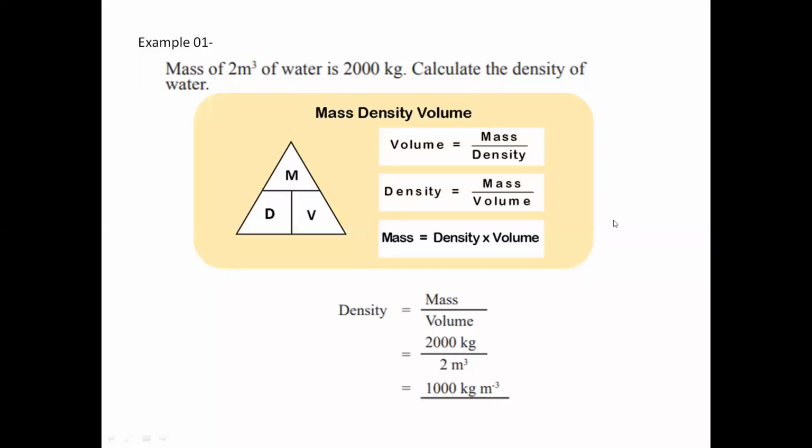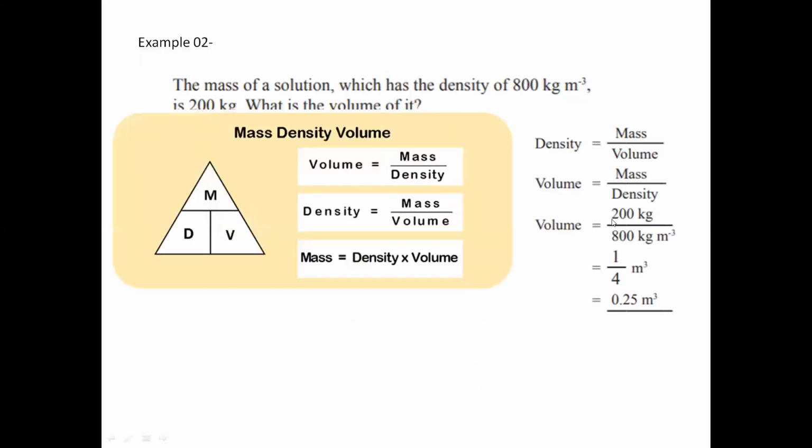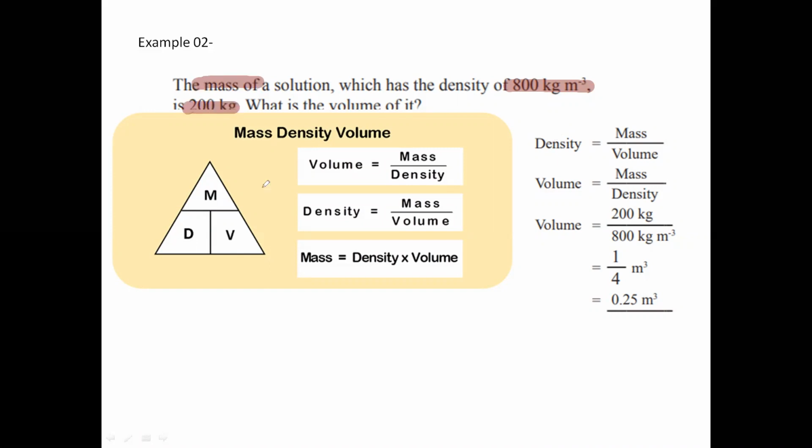Okay, let's move to the next calculation. In this calculation, what are they asking? The mass of the solution which has a density, and now the density is given as 800 kilograms per cubic meter, and the mass is given as 200 kilograms. They are asking what is the volume of it. Now we want this one. So what do you have to do? You have to divide mass by density.